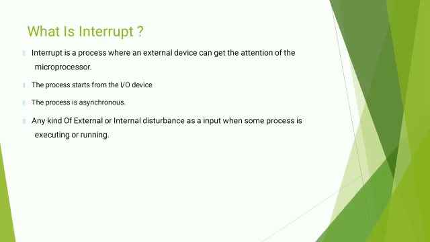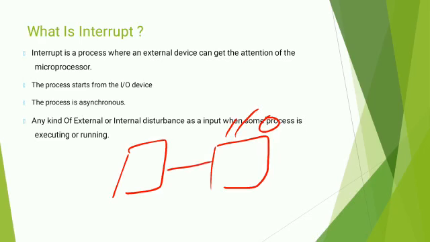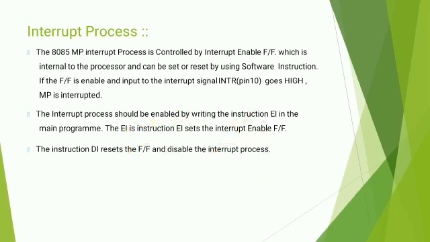The process starts from the I/O devices. This one is the peripheral devices, or I/O devices, which request the microprocessor to perform the task through the interrupt signal. Interrupt process: the 8085 microprocessor interrupt process is controlled by the interrupt enable flip-flop, which is internal to the processor and can be set or reset by using a software instruction.